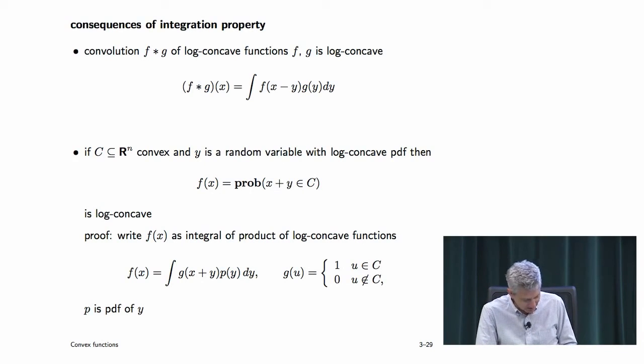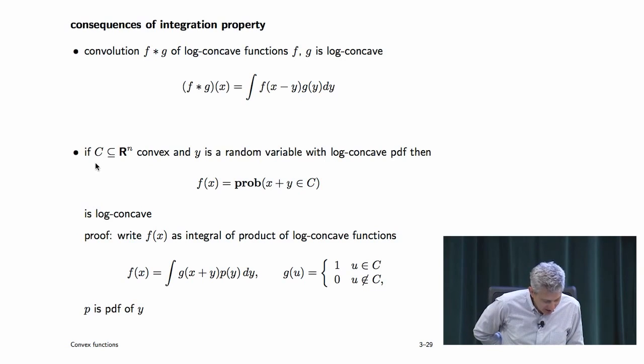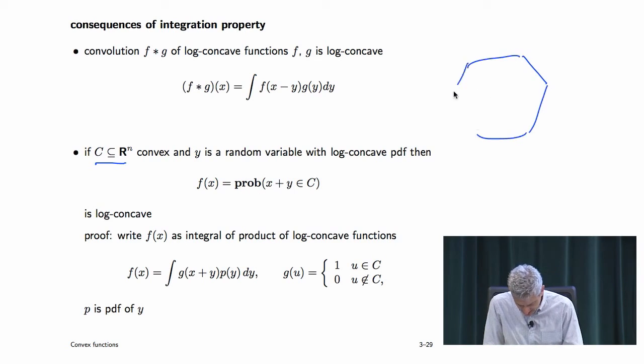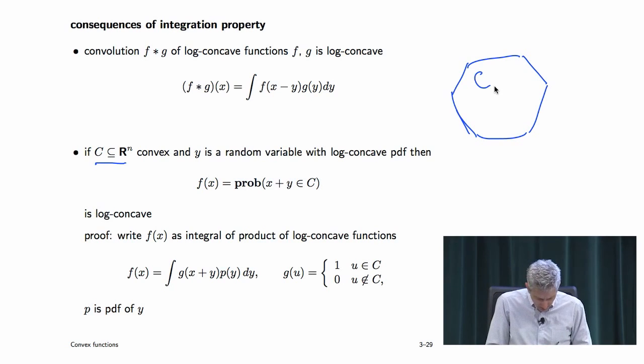Here's one. This is a very interesting one, and this alone has huge applications. It's this. If you have a convex set, and I have a random variable with a log concave PDF, then the following is true. I make a function which is this. This is actually called the yield function often, like in manufacturing. It says it's the probability. So I have a set that looks like this. Here's my set C. And what I do is to evaluate my function, I take x, and then to that I add this random variable.